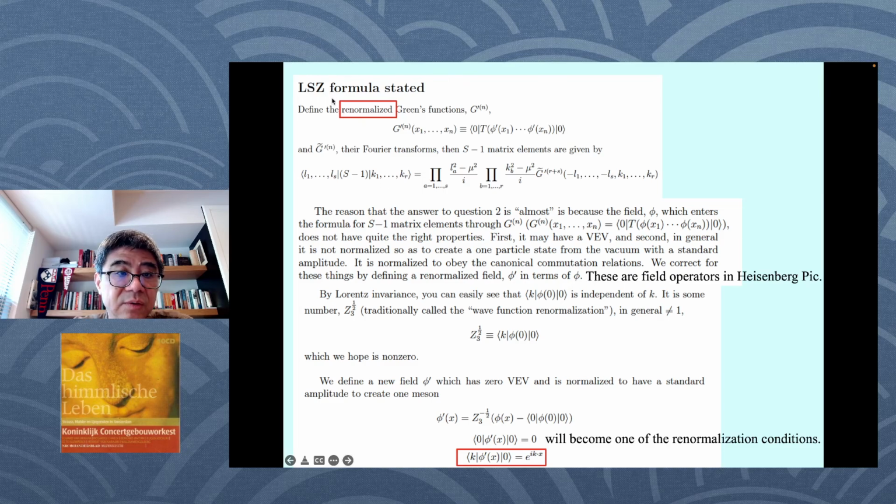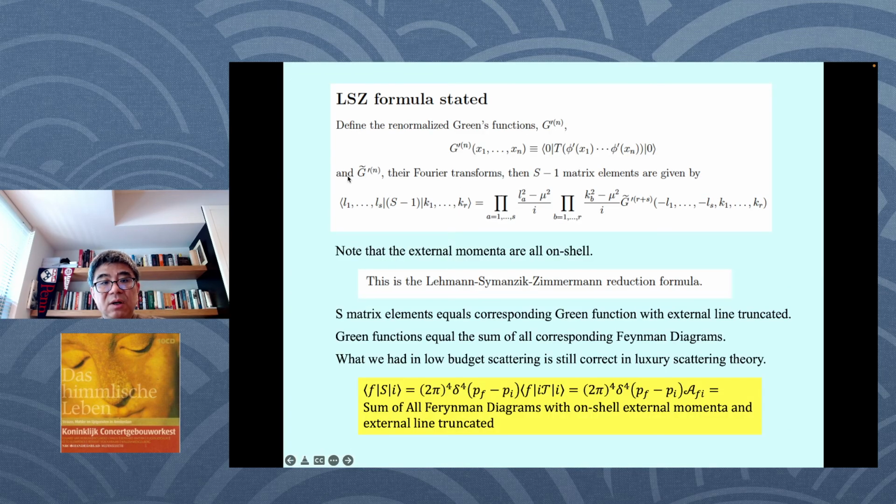If we rescale it and have these conditions ready, then Coleman can proceed to prove the LSZ formula correct. That is here. The Green function of this renormalized field operator, truncated at the external line, will be equal to the S matrix. This is called the Lehmann-Symanzik-Zimmermann reduction formula, and the proof is not very complicated and actually very entertaining.